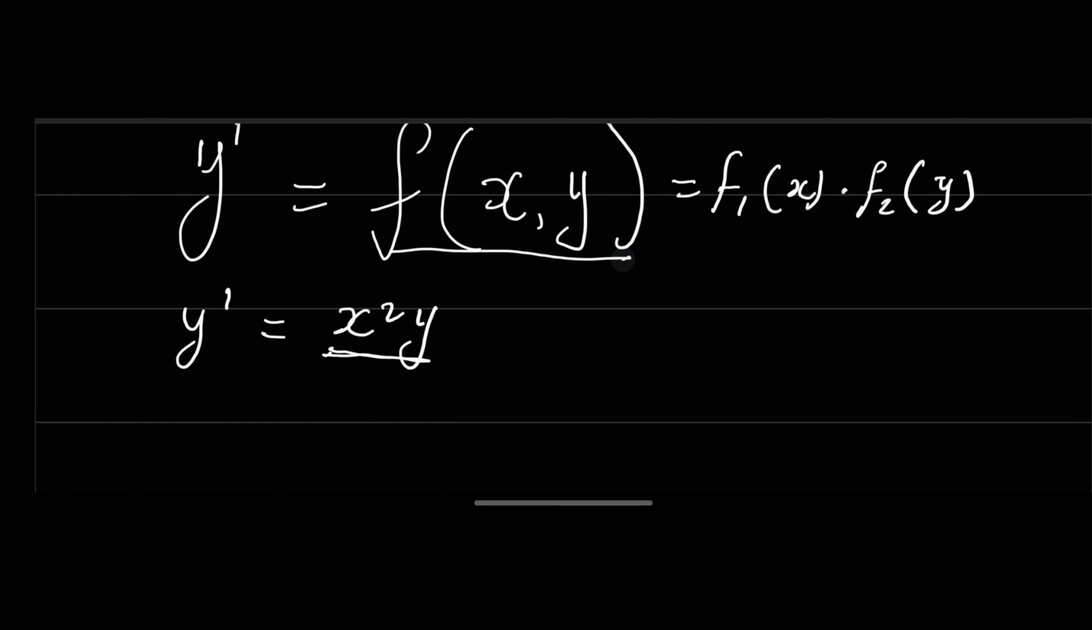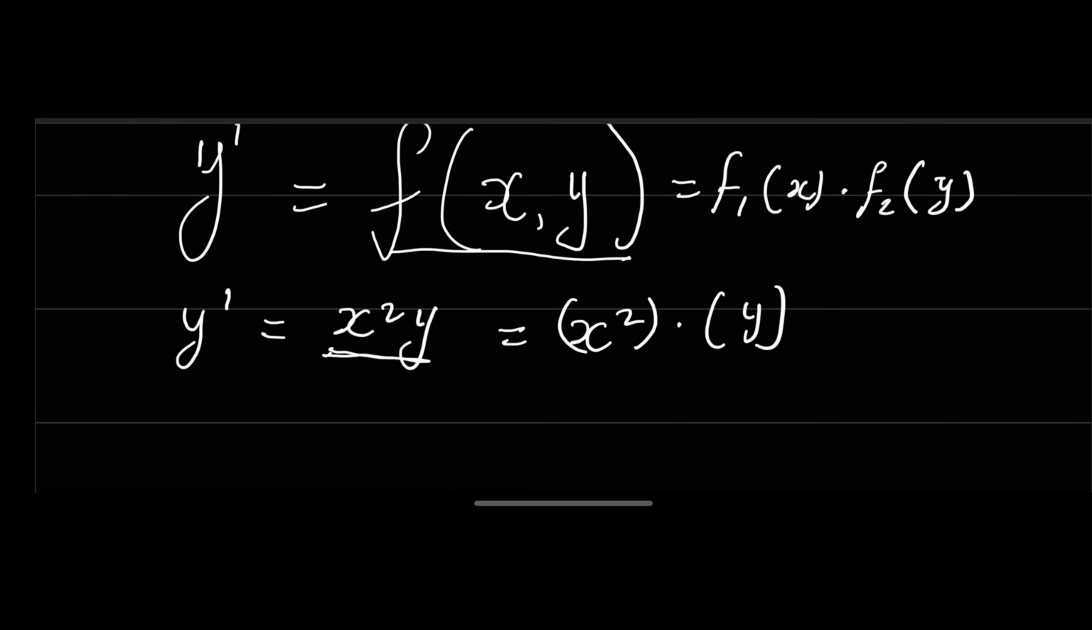Now if we want to express this as a product of two functions, where one of them is a function of x and one of them is a function of y, we can separate it in this form. We have x squared, which is a function of x, and we have y, which is a function of y. So separation of variables takes advantage of this particular expression of functions to be solved.